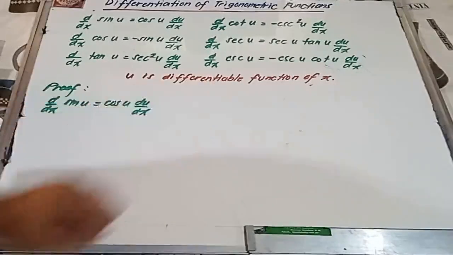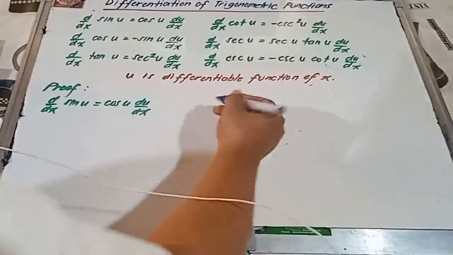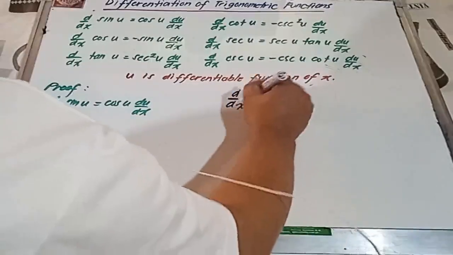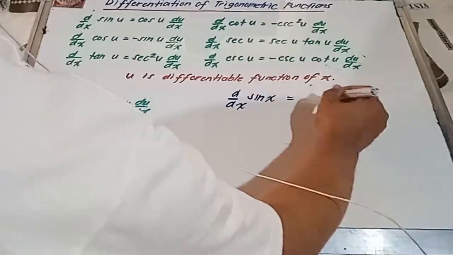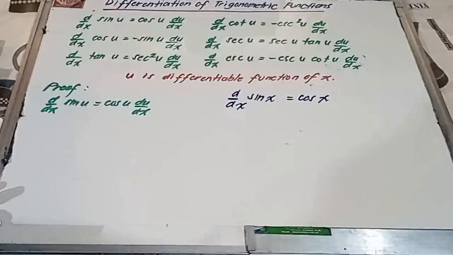Remember, u is a differentiable function of x, meaning our formulas of differentiation for trigonometric functions already have the chain rule, because our u is more than just x. Because for the basic differentiation of trigonometric formulas, that is the derivative of sine x equals cosine x only. Okay? There is no du over dx because the argument is just x, not more than x. When it is more than x, we need to use the chain rule. Okay? What is meant by more than x?